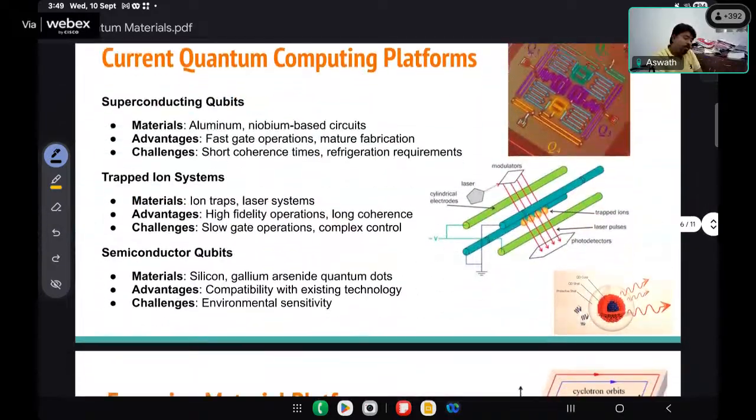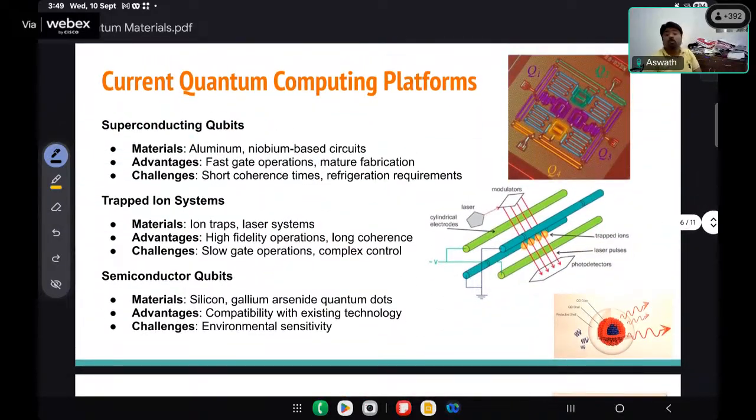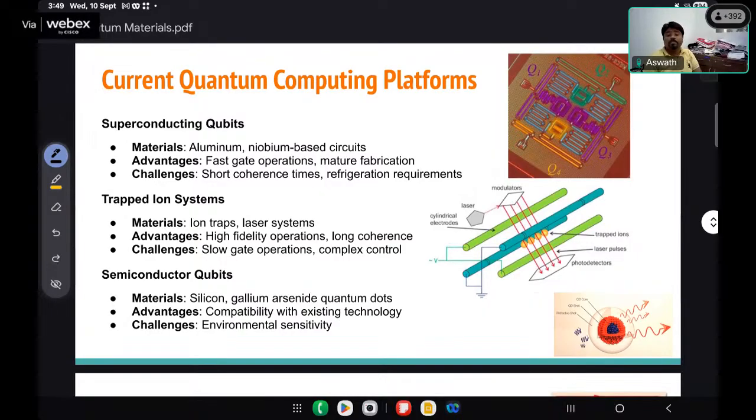Now, what is currently being explored for realizing qubits? The current quantum computing platforms. The number one current platform is superconducting qubits. These are actually called transmons. That's a simple LCR circuit, by the way.